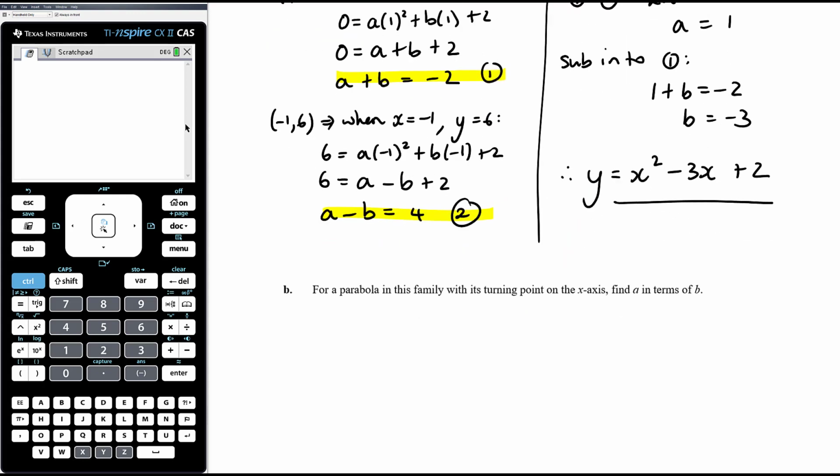Okay, so we want to think about what this means. If we know that we have the turning point on the x-axis, that means we're going to have a turning point somewhere here, with coordinates, better not use a or b, let's say (p, 0). Okay, so we want to think about what that might mean, how we can use that.